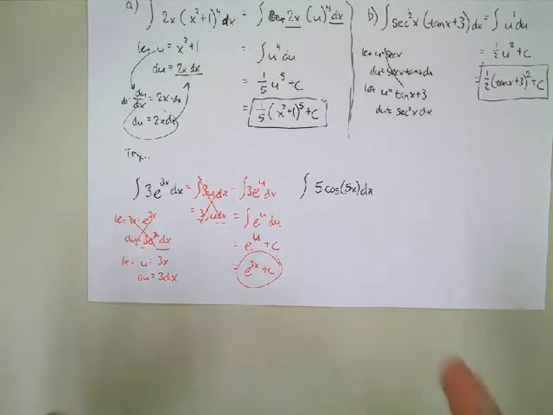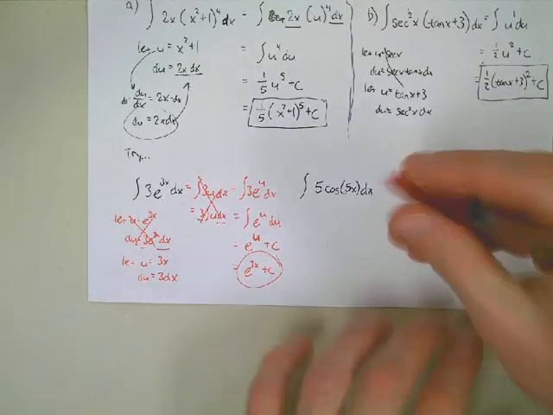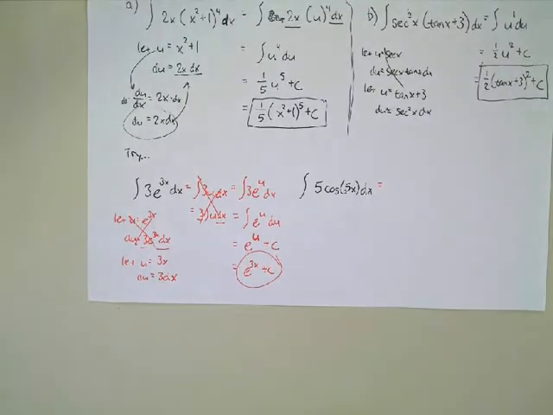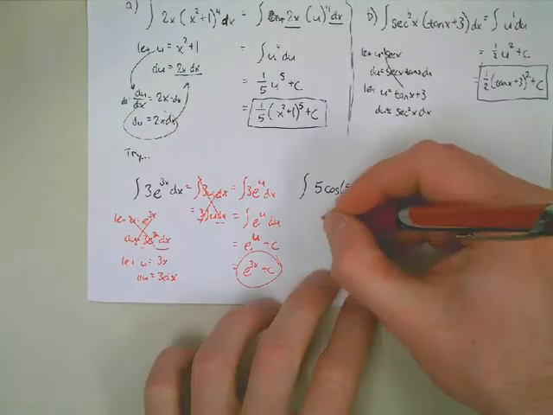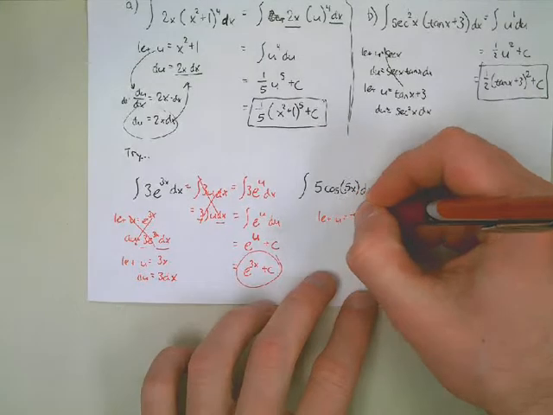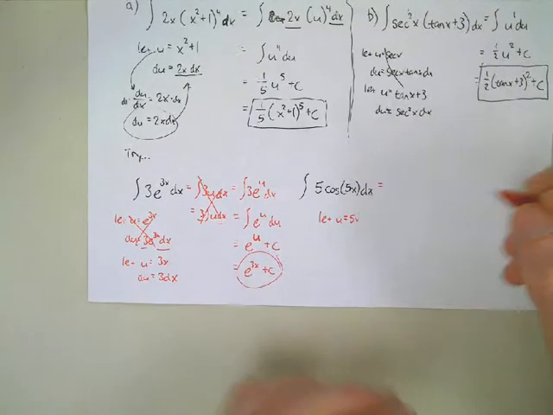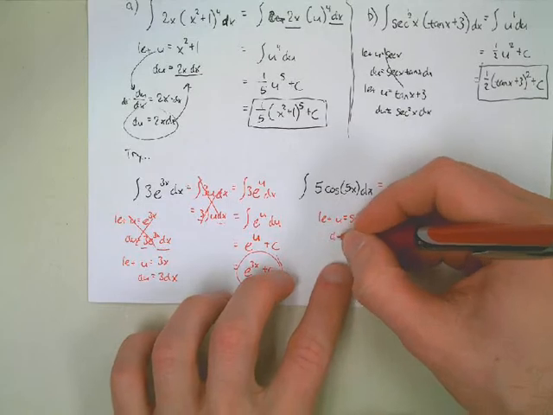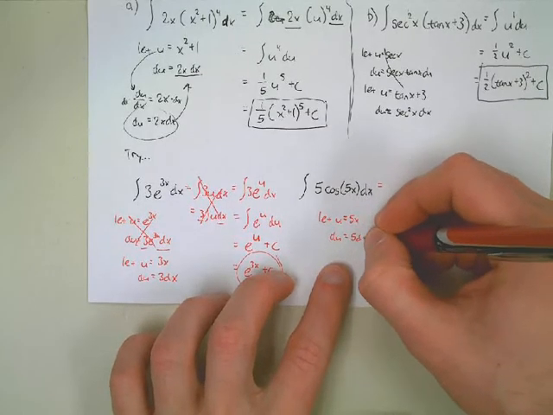Okay. So with that idea in mind, what should our u be for the second one? 5x. Okay. Let's let u equal 5x. It's okay if you guys make mistakes on these two. That's how you're going to develop your sense of how these work and what you're supposed to choose for the u.